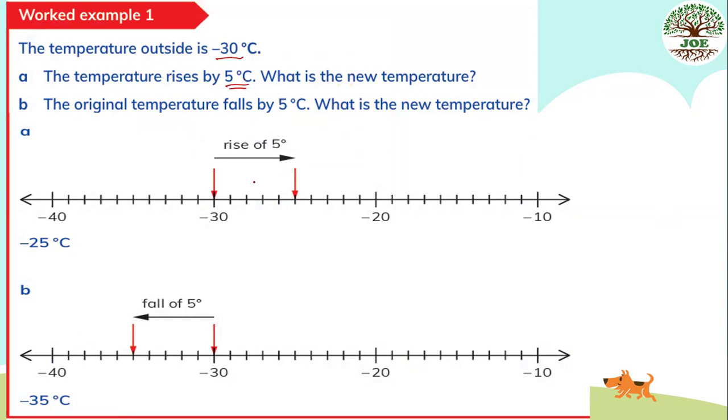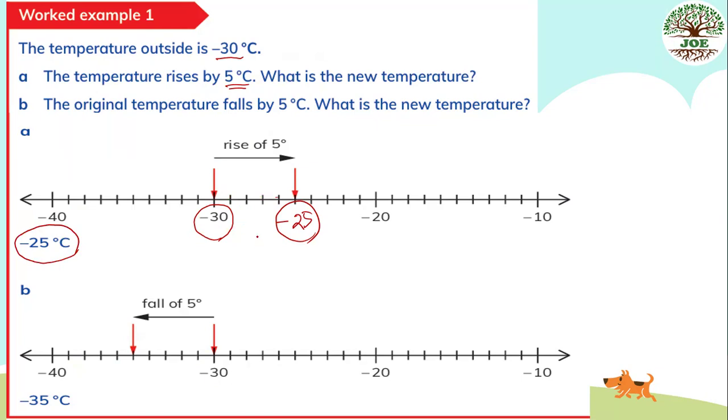So first, let's see on the number line. The recent temperature is -30 degrees Celsius here. The temperature rises by 5 degrees Celsius, so we have to go to the right 5 degrees. From -30, another 5 degrees to the right is 1, 2, 3, 4, 5, -25 degrees Celsius. So the answer is -25 degrees Celsius. It is 5 degrees warmer than -30 degrees Celsius.